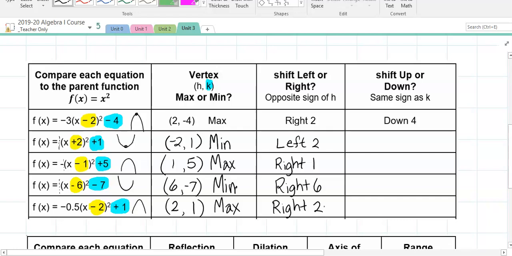The k value is very intuitive. If k is positive, it goes up. If k is negative, it goes down. So if we just look at these k values, up 1, up 5, down 7, up 1. You're just literally reading the number. You don't have to think that it's the opposite or anything. If it's positive, it goes up. If it's negative, it goes down.